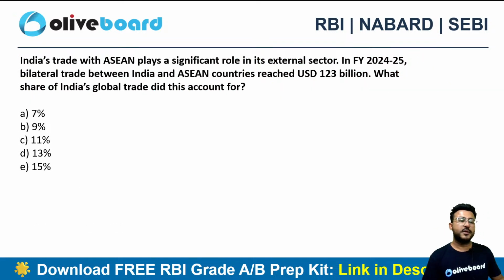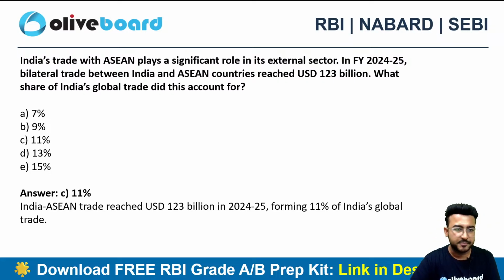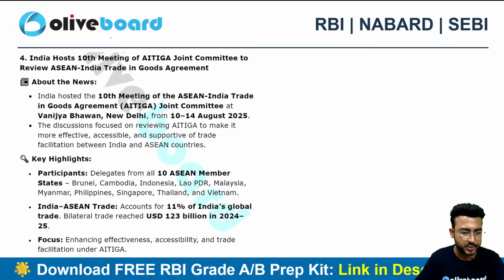Very good. India's trade with the Asian players plays a significant role in its external sector. In financial year 2025, bilateral trade between both the countries reached USD 123 billion. What's the share of India's global trade did this account for? What is this share if I compare it with India's global trade? How much is this in terms of percentage? In terms of percentage, that's 11%. Option C is correct. 11% is the correct choice.